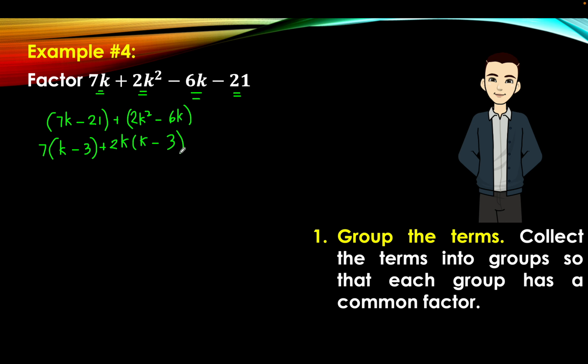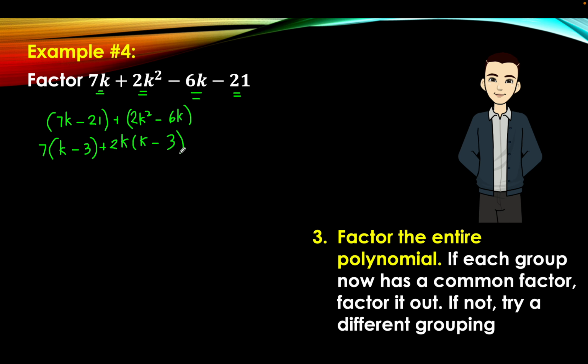I'm sorry, I forgot to press for the steps. So we are now in step 3. So factor the entire polynomial by factoring out the common factor in each group. And as we can see, the quantity k minus 3 is common to both groups. And factoring this out, we'll have the quantity k minus 3, and automatically the other factor are the terms 7 and 2k. So we have here times the quantity 7 plus 2k. So that's the final answer. The quantity k minus 3 times the quantity 7 plus 2k.